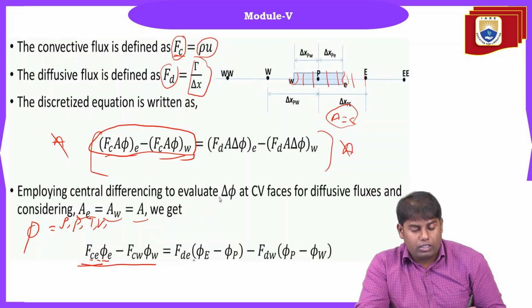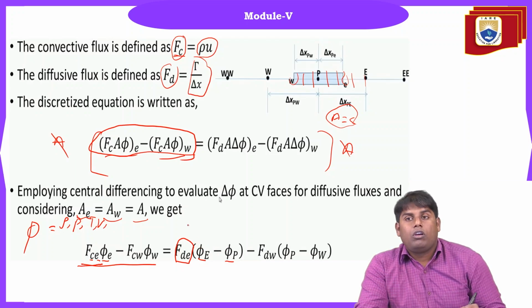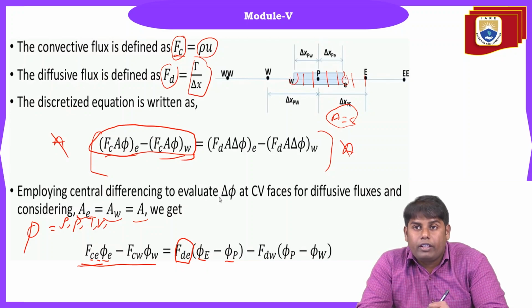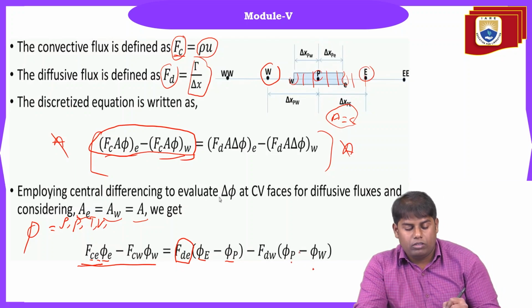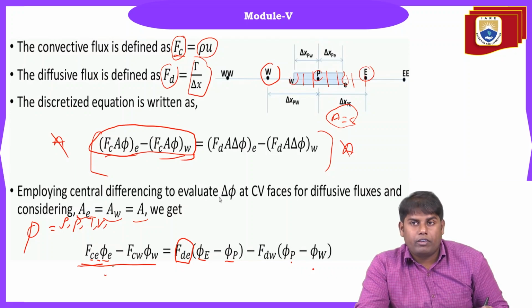the diffusive flux Fd of E into phi of E minus phi of P. Here phi of E is the value of the flow variable at point E, and phi of P is the value of the variable at point P. Similarly you have phi of P minus phi of W, where W is this one. So on the left side we have the convective term, and the right side we have the diffusion term.